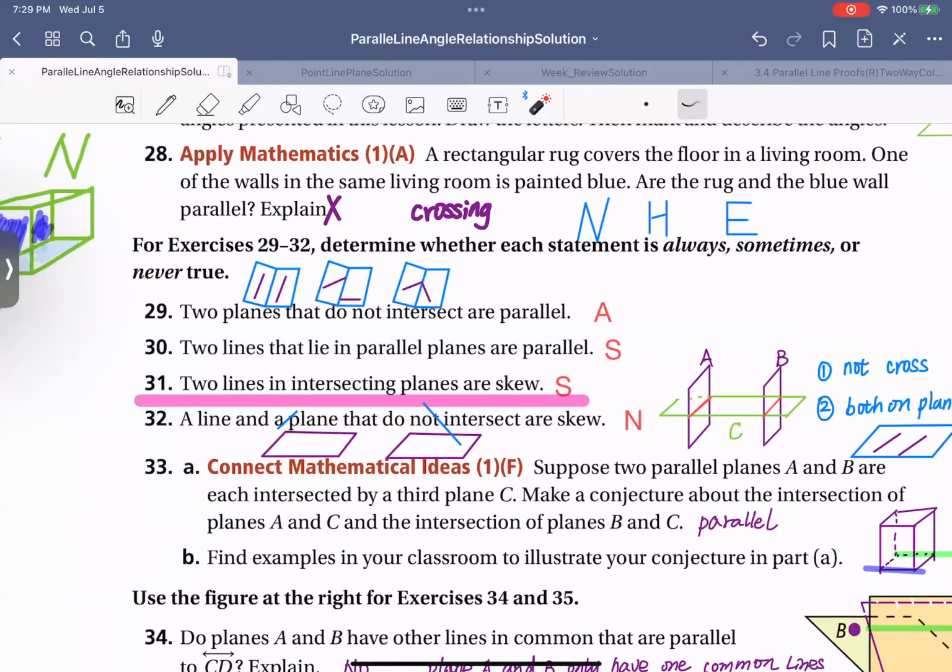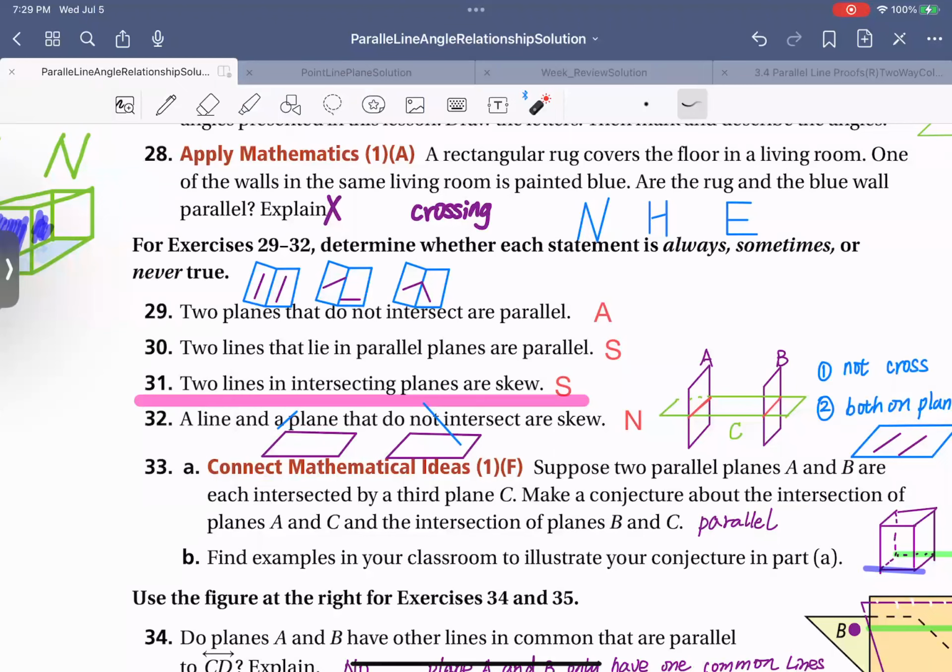Next. 2 lines that lie in parallel planes are parallel. Well, I need you to have 2 pens and 2 hands together to do this game. You put a pencil in one of your hands and you put another pencil in the other hand. These 2 hands are the 2 parallel planes. And you can make different scenarios.